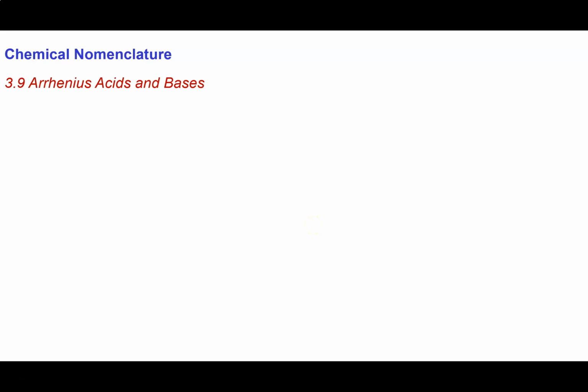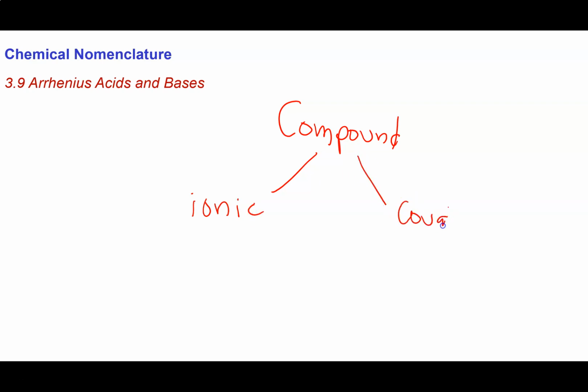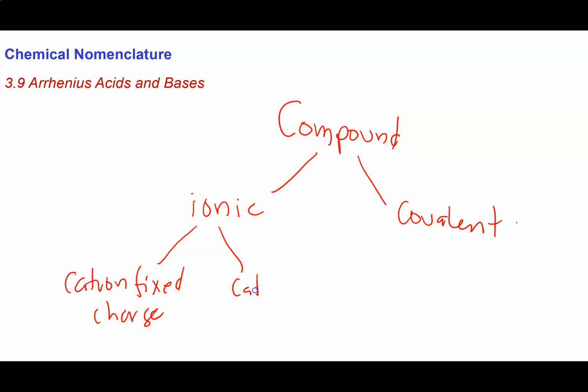So when we are confronted with the formula of a compound and we wish to give it a name, we're going to be starting like this. Our first decision that we're going to make is: is it ionic or is it covalent? If it's ionic, there are a couple of choices that we have to make at this point. We have to decide, is the cation fixed charge or is the cation variable charge?